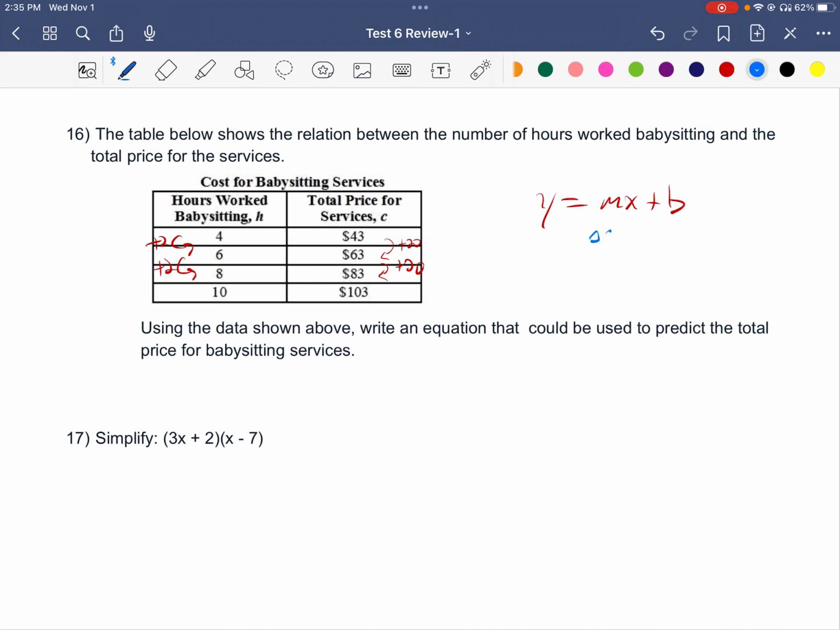Slope is going to be our change in y divided by the change in x. So make sure you have 20 over 2, which is 10.